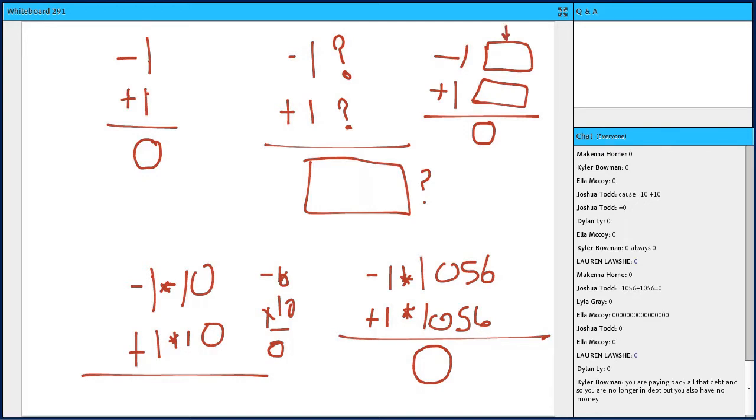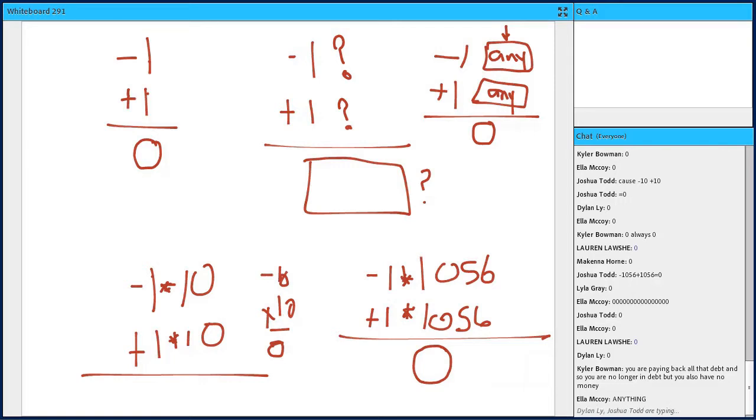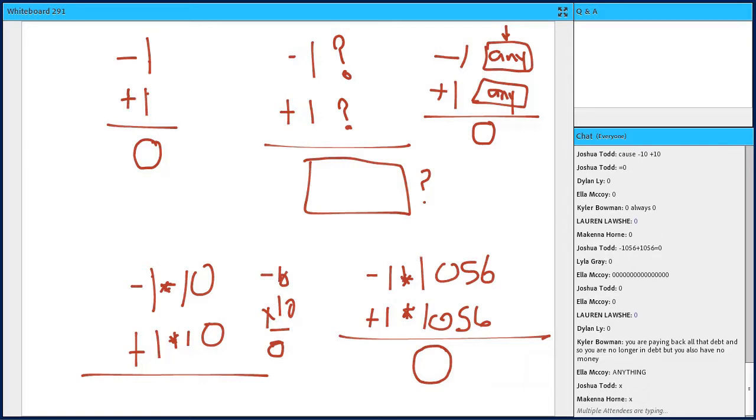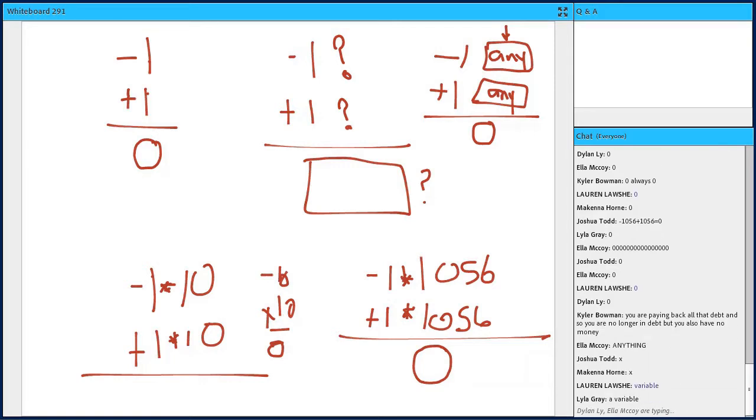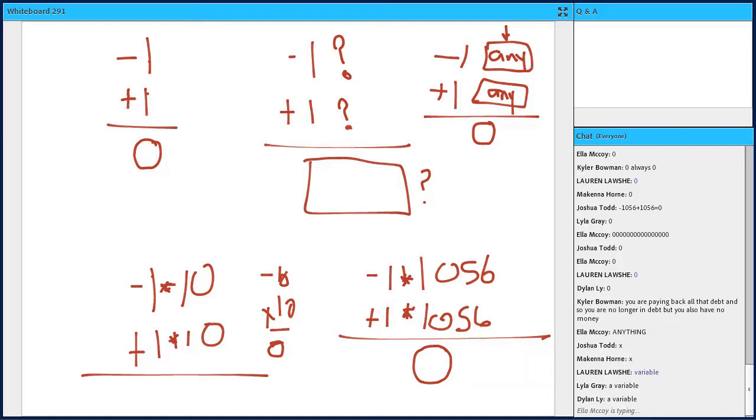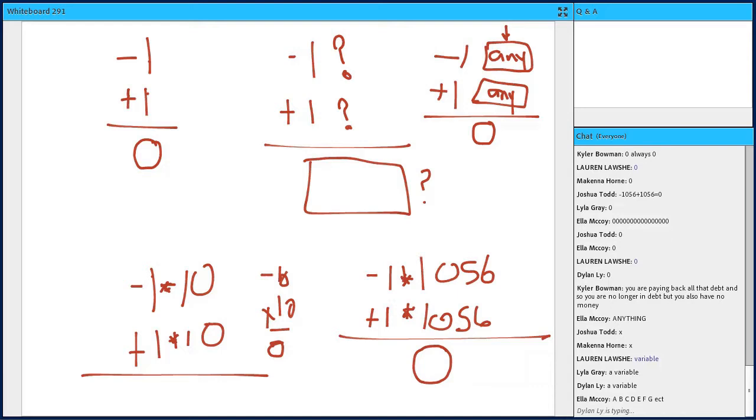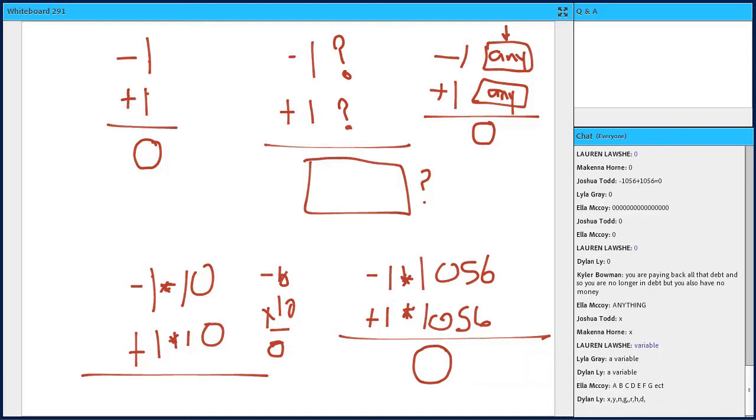Kyler, I like the way you think about that. So it can be -1 times anything. In math, how do we usually represent an unknown number or a placeholder for a number? Joshua, McKenna, Lauren, Lila, Dylan, you've got it. We use a letter, a variable. Ella, you got it. Some letter, usually x.